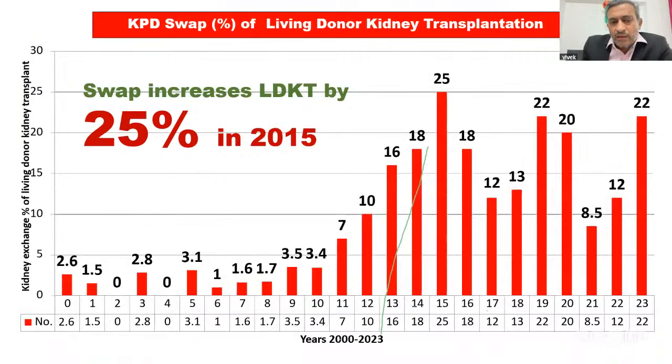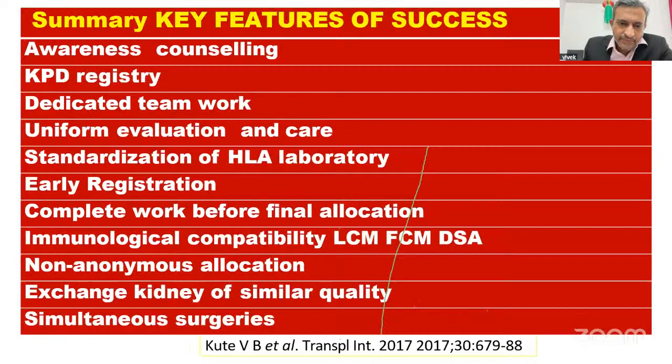So, how much does swap transplant increase the LDKT pool? This is the percentage over the last 25 years. For 2000 to 2010, swap contributed hardly 1 or 2%. In the year 2015, swap contributed 25%. And in the year 2025, which is not shown here, swap is now contributing to 30% of living donor kidney transplants in our single center. Next slide. So what are the key features of our success?